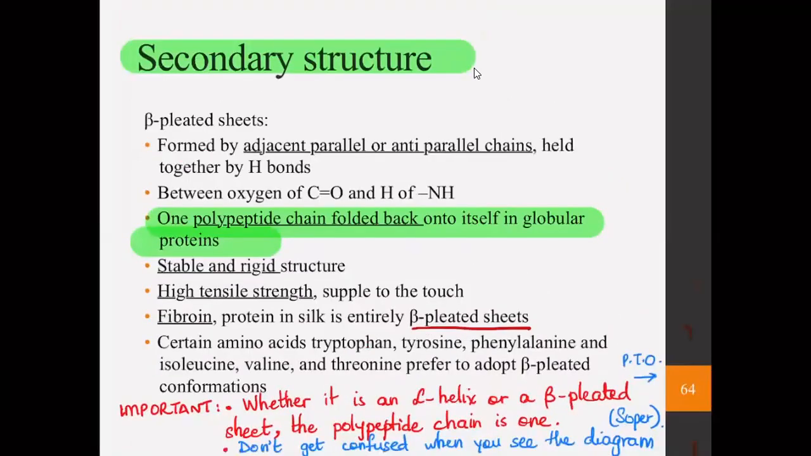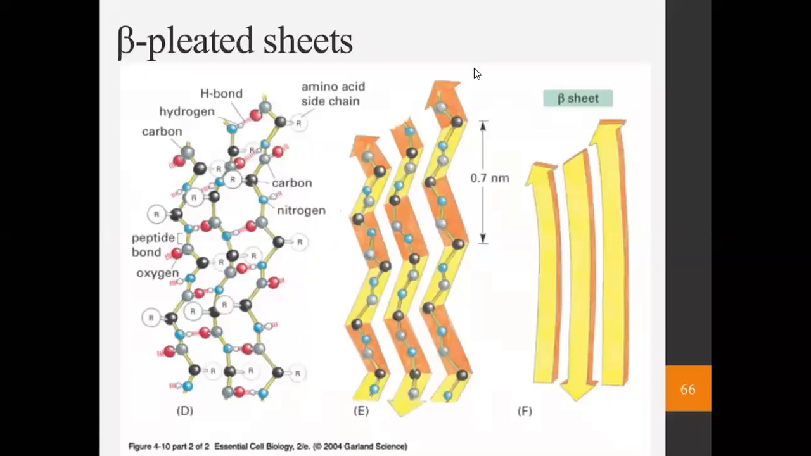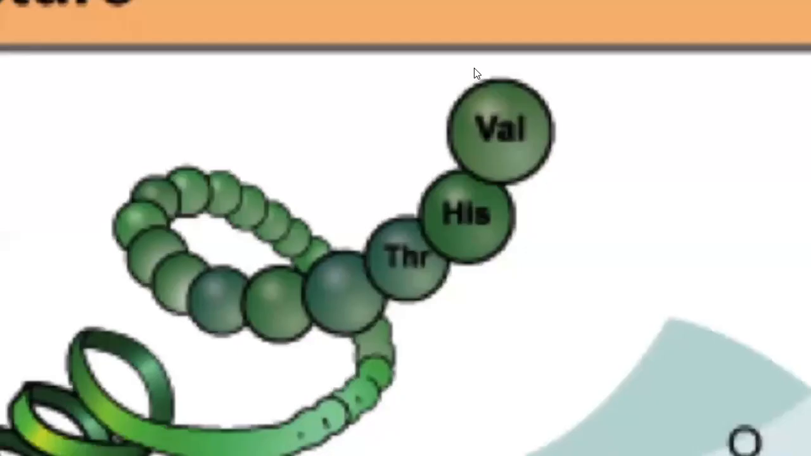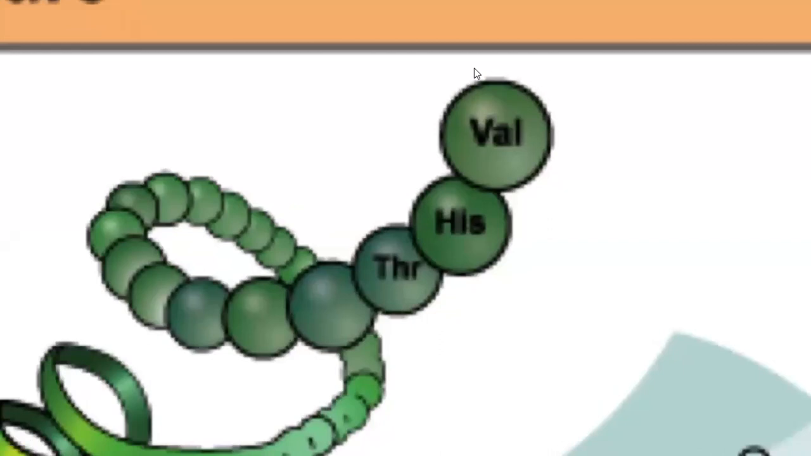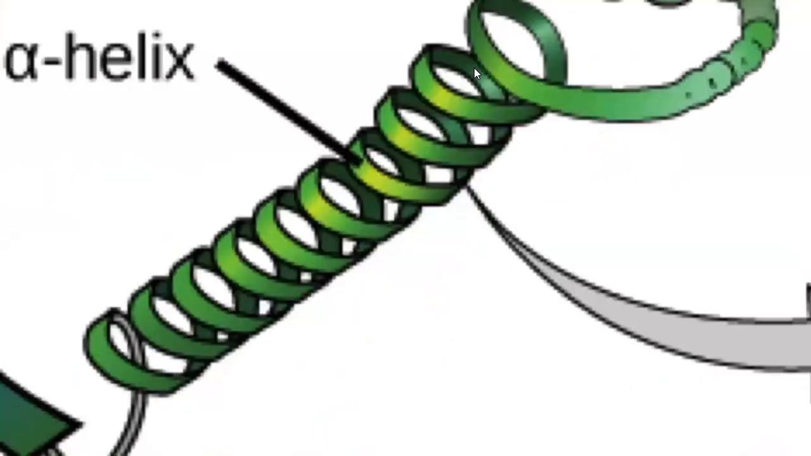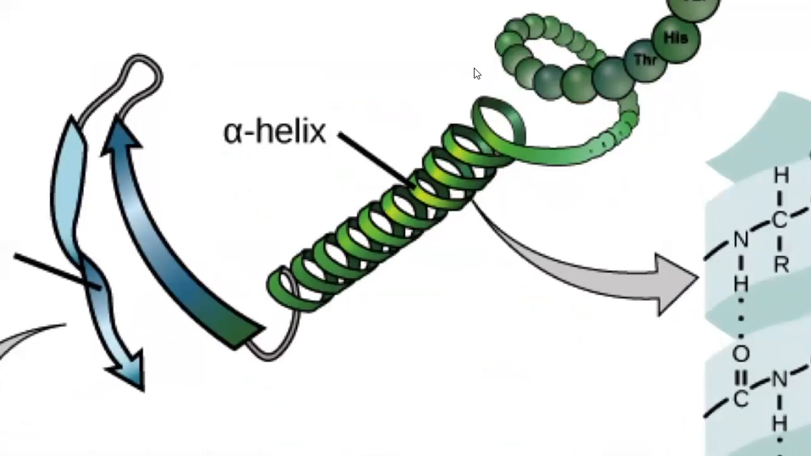Yes, miss. Okay, we've done this. There are a lot of diagrams. This is also a beta pleated sheet. Okay. Can you see the primary structure? It's in the first three amino acids. Yeah, miss. Can you see the alpha helix? Oh, sorry. Just a minute. Let me go to that slide. Can you see the alpha helix? Yes, miss. We can see it.